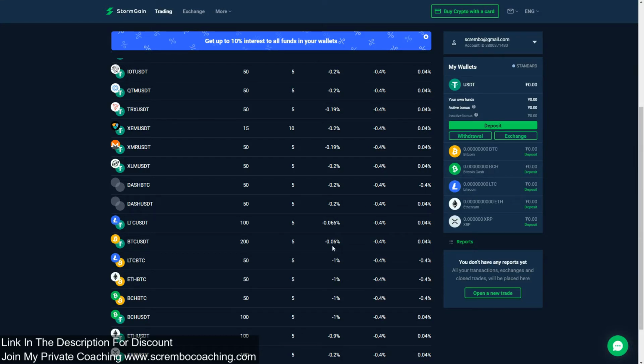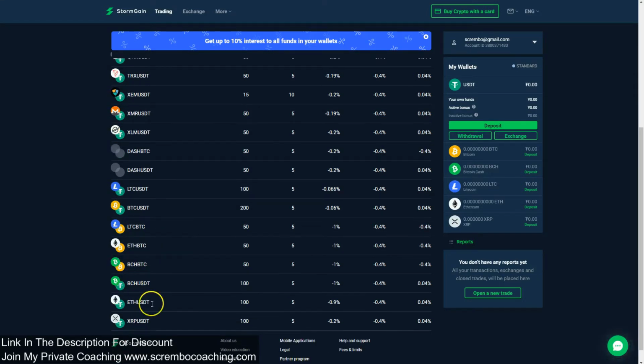Just like you can see, the other cryptocurrencies out there are involving higher fees. So for example, if you want to trade Ethereum paired up with the USDT, you're going to pay 0.9. And that's quite a big difference. Between 0.06 to 0.9, there is a long run to go.